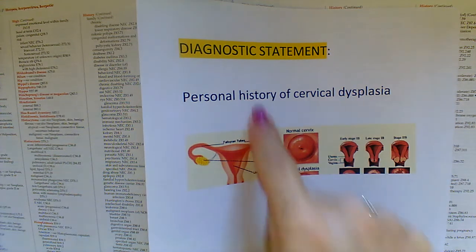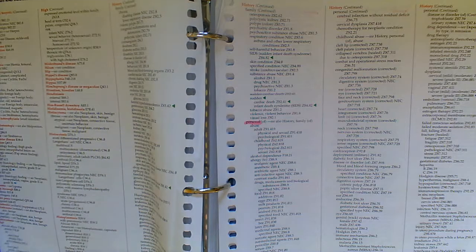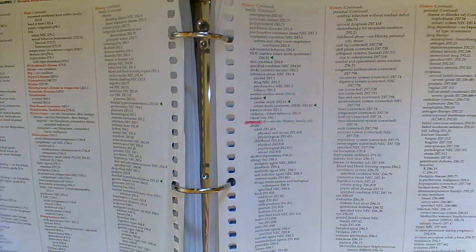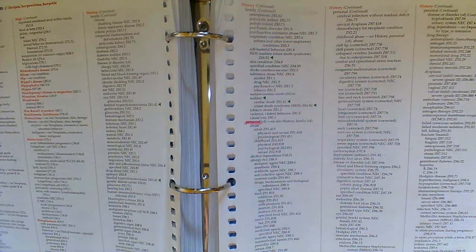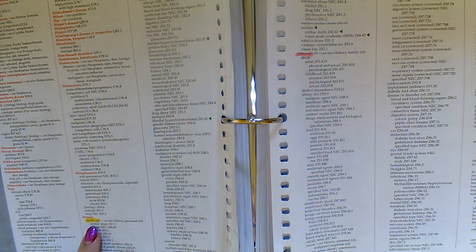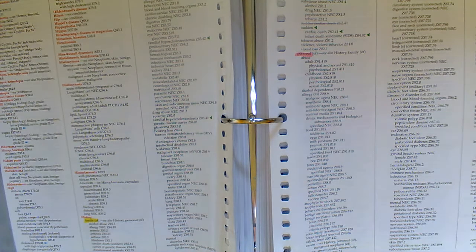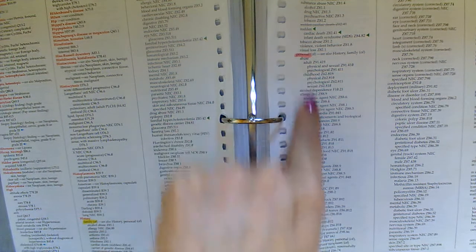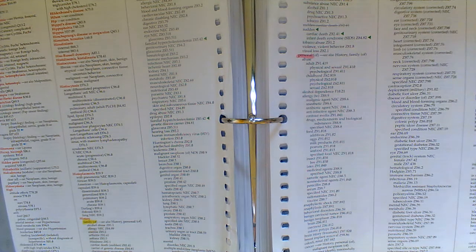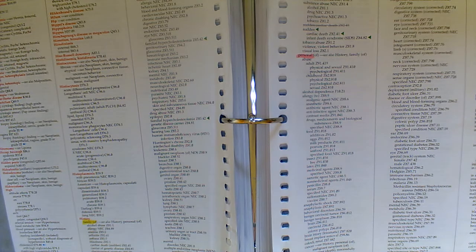So the way we find history codes is we go in our alphabetic index and we want to search for the main term history. And when you find history, you'll see that we have a family history and then lots of subterms about family history and personal history and then many subterms about personal history. So in our diagnostic statement, it was a personal history of cervical dysplasia.